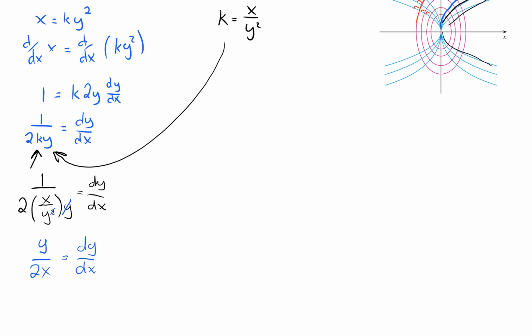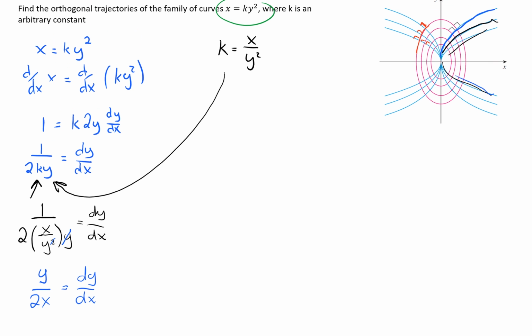So this is telling me that at any point on my parabolas over here, the slope is y divided by 2x. But we need to find the orthogonal slope, the perpendicular slope at any point on the parabola, because that will be the slope of our solution, whatever that turns out to be.